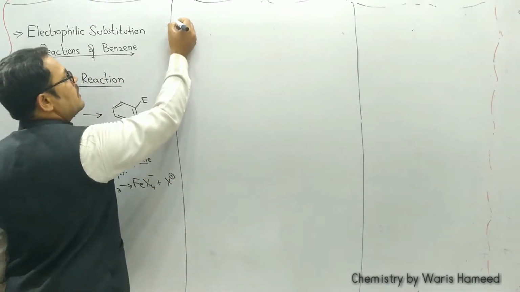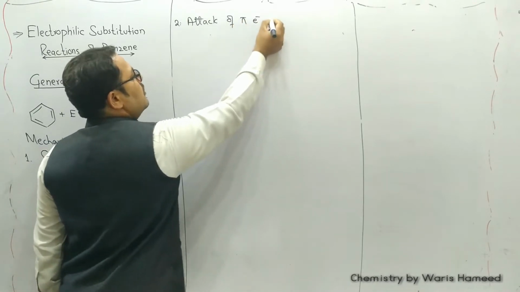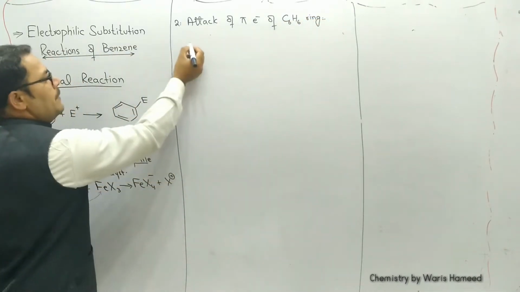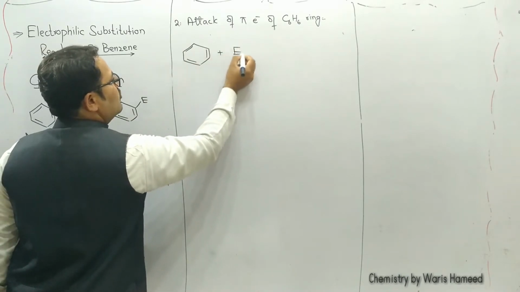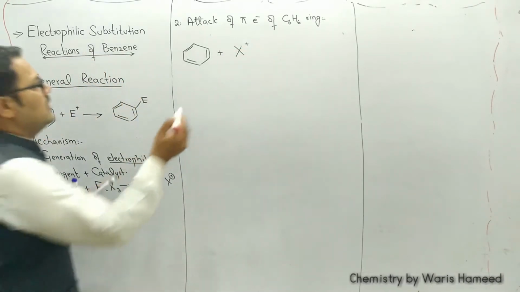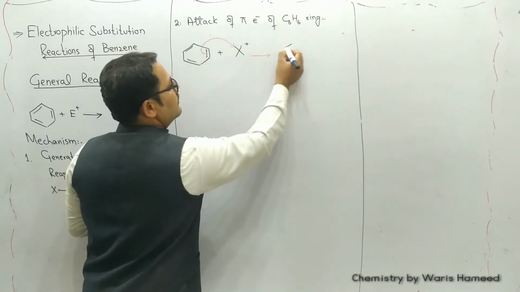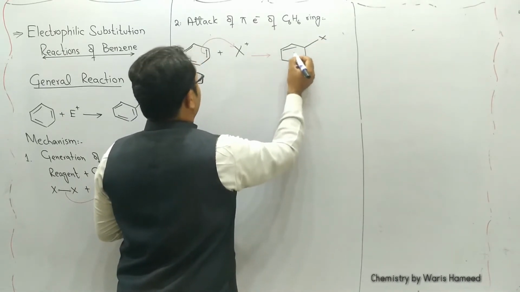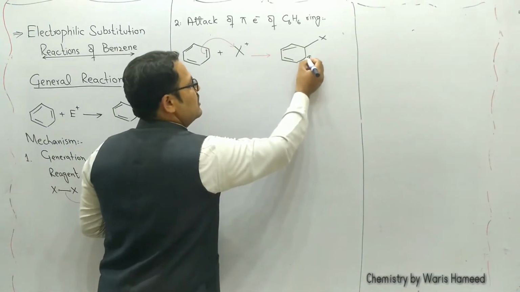So the second step is the attack of pi electron of benzene ring. In this step, pi electron of benzene ring attacks that electrophile, shown by X positive. These 2 electrons will attack on this X positive and form this structure having X atom. This carbon has deficiency of electrons, so we have to write positive charge on this carbon atom.